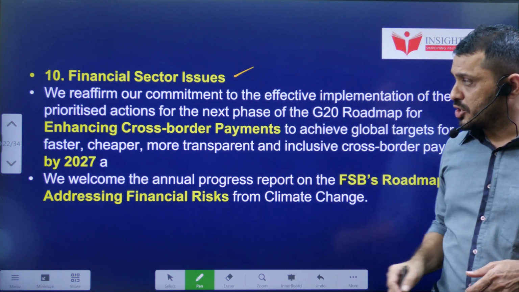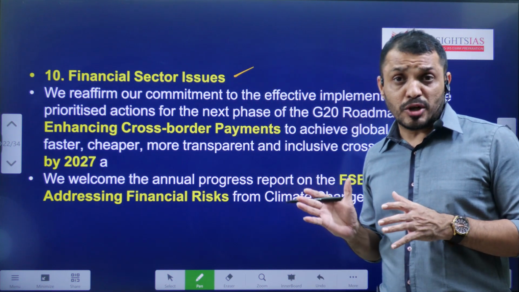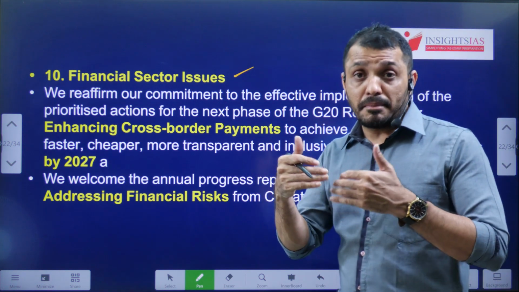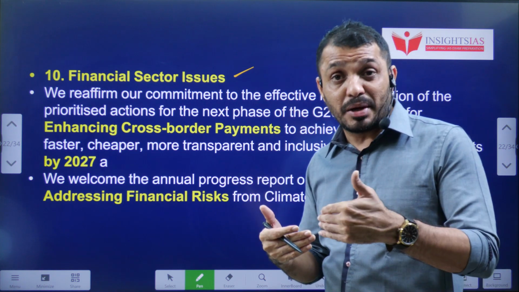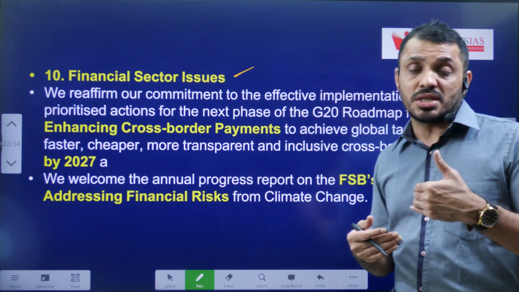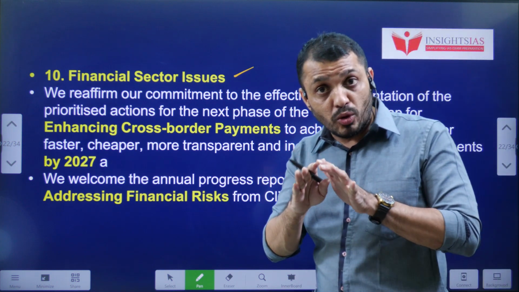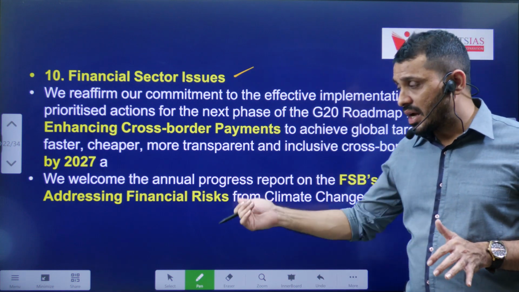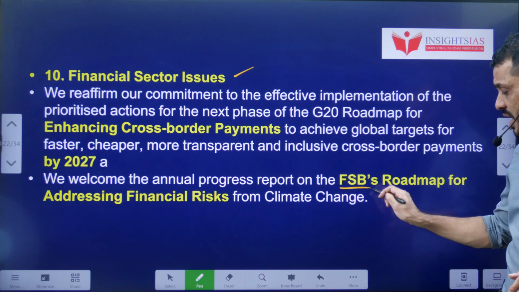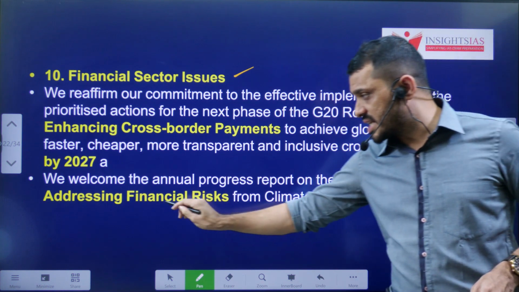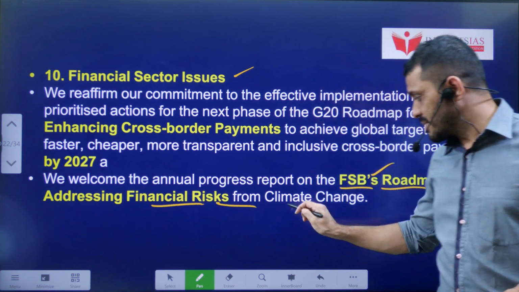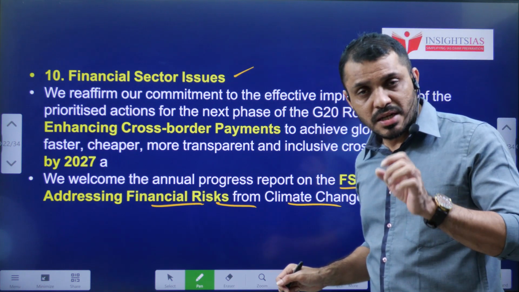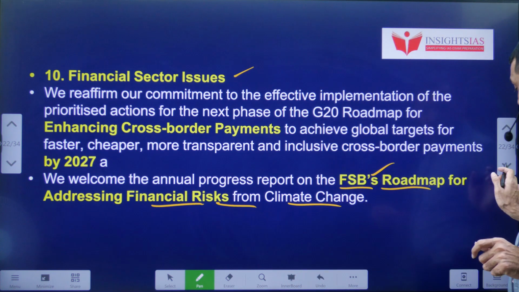10th one, financial sector issues. This topic is mainly discussing that by 2027, the mechanism for cross-country payments will be strengthened, so cross-country payments can be smoother. So the financial issues between one country and another will be resolved. And of course, G20 welcomed the Financial Stability Board's roadmap for addressing the financial risks from climate change. Because of climate change, what kind of financial risks are faced by the countries? The report was prepared by the FSB.